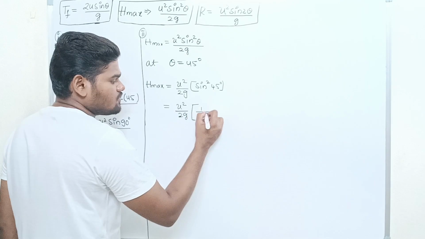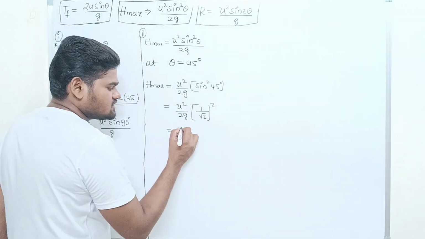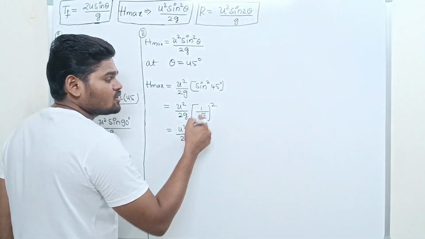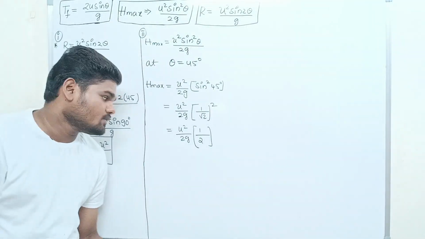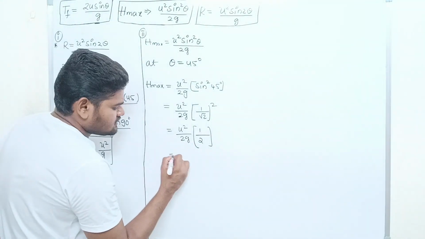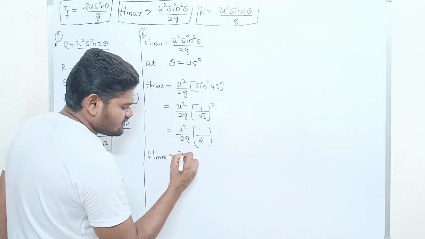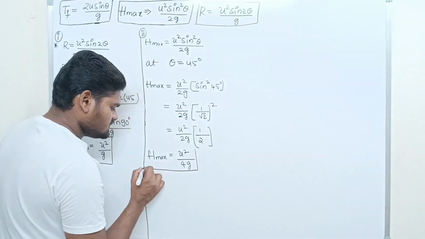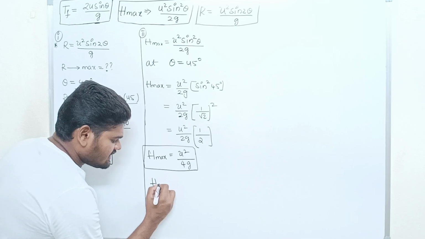Sine 45 value is how much? 1 by root 2. Here the square is there. So that is equal to u square by 2g into 1 by root 2 whole square. Root 2 whole square value is how much? 2. So 2 into 2 is 4. So we got h maximum is equal to u square into 1, divided by 2 into 2, into g. H maximum is equal to u square by 4g.